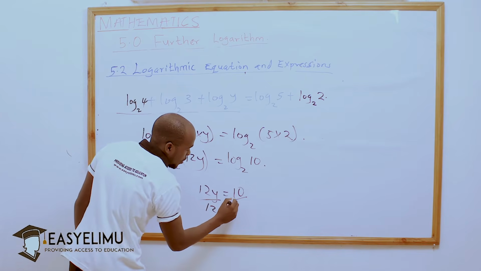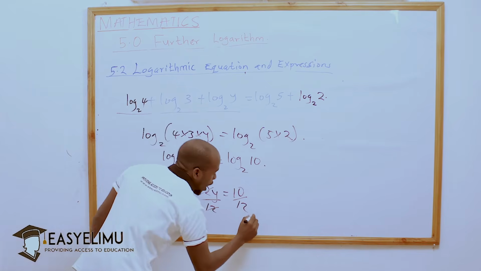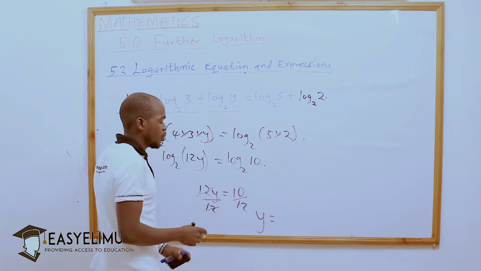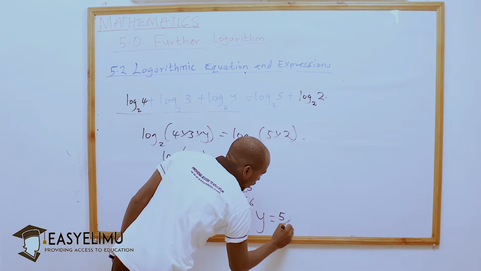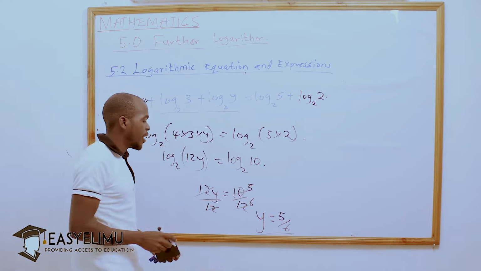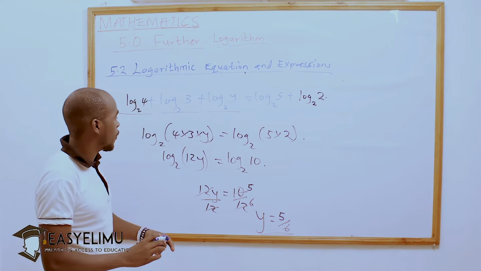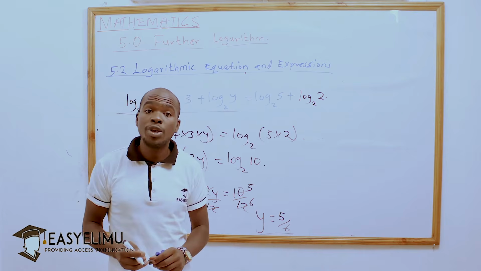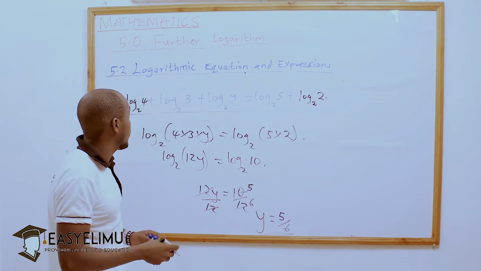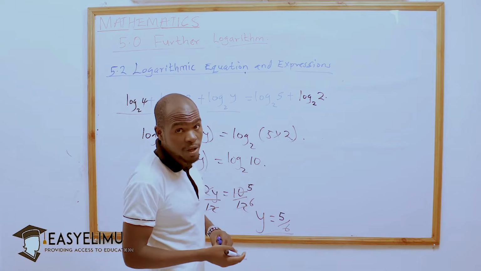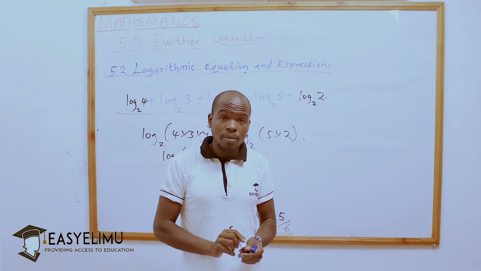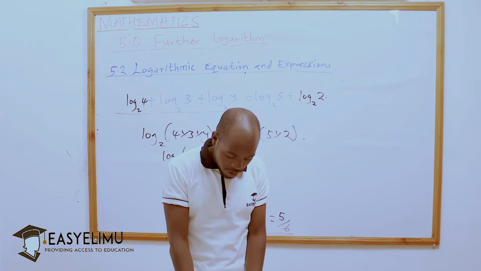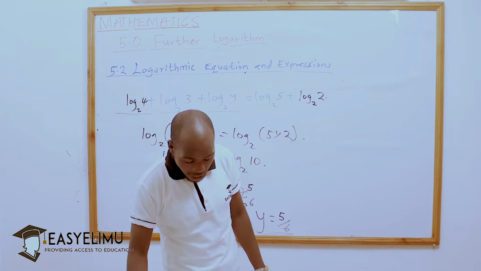Then we divide both sides by 12 and we shall find our y will be equal to 5 over 6. You find that y is equal to 5 over 6. That is how we solve logarithmic equations and expressions using the further logarithm method. Next we are going to see one of the expressions you may find.